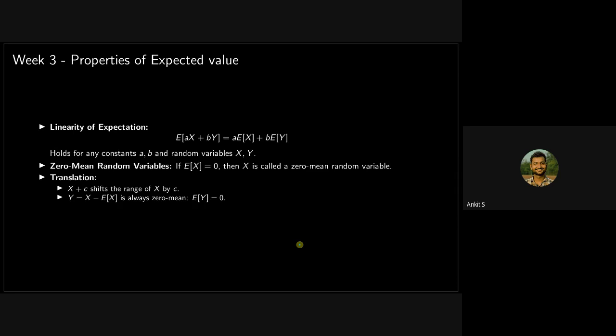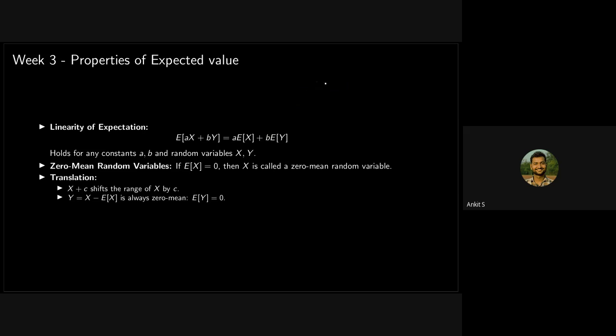Now there are certain properties of expected value. The first one is linearity of expectation. So if you have two random variables, suppose x and y, and you have to calculate the expected value of x plus y, then you don't need to know the distribution of x plus y first. So this is again a thing that will make your calculations easy.